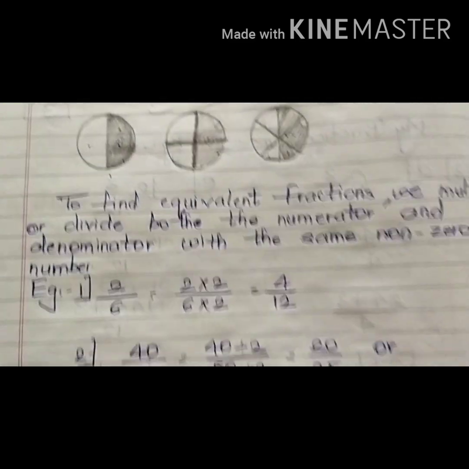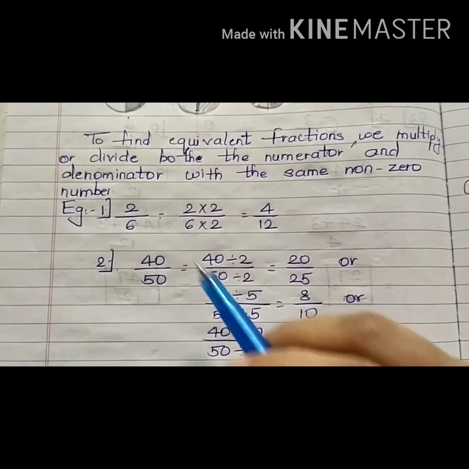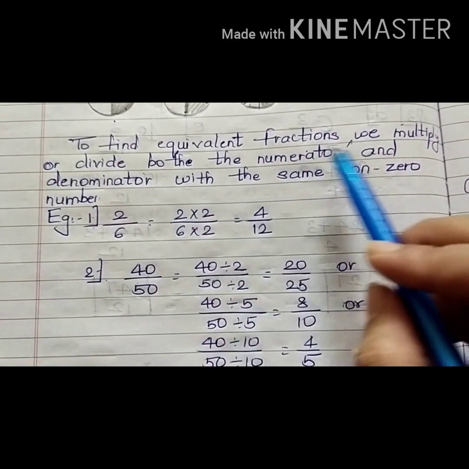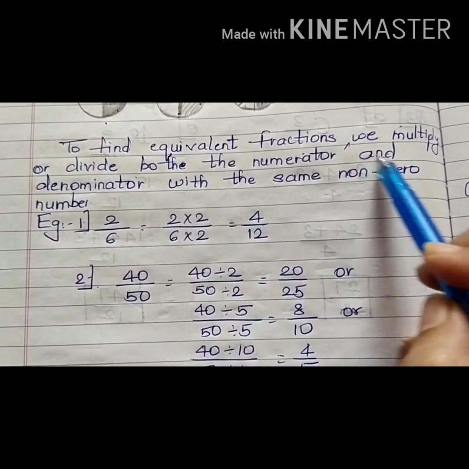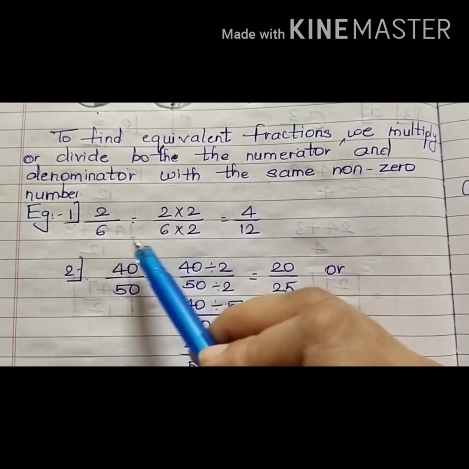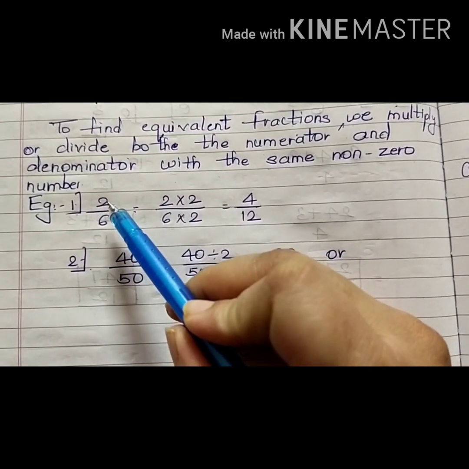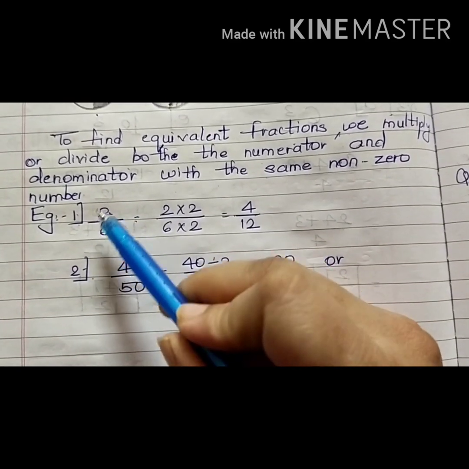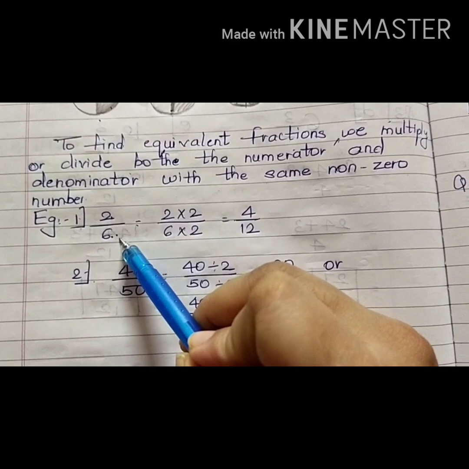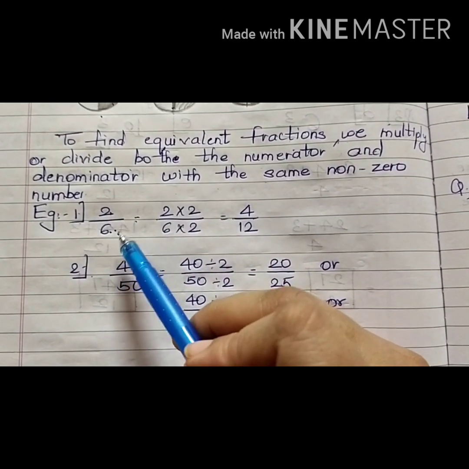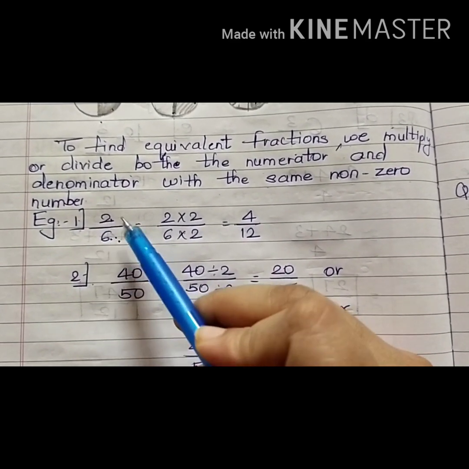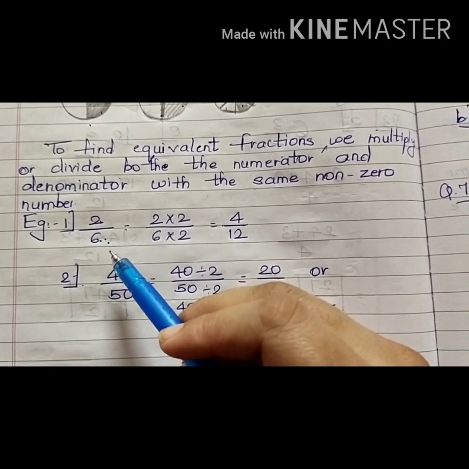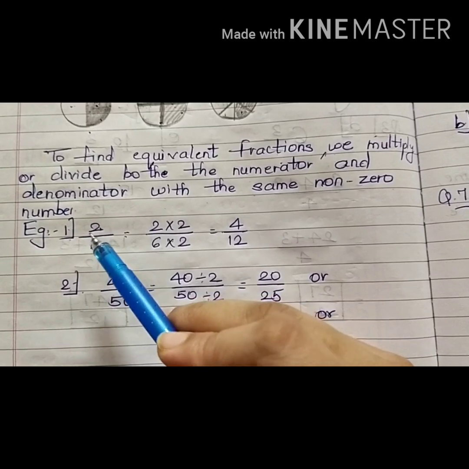Now let us see we get equivalent fractions in two ways. To find an equivalent fraction, we multiply or divide both the numerator and denominator by the same non-zero number. Now let me explain you the first one. I have taken example number 1, 2 upon 6. As you can see, 2 upon 6 is a smaller fraction. So I would suggest you all that whenever you have a smaller fraction and you are asked to convert it into an equivalent fraction, you prefer doing multiplication.